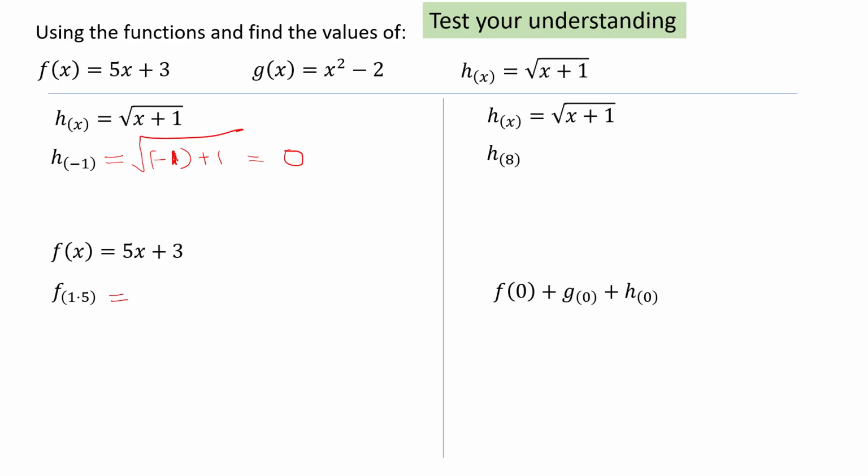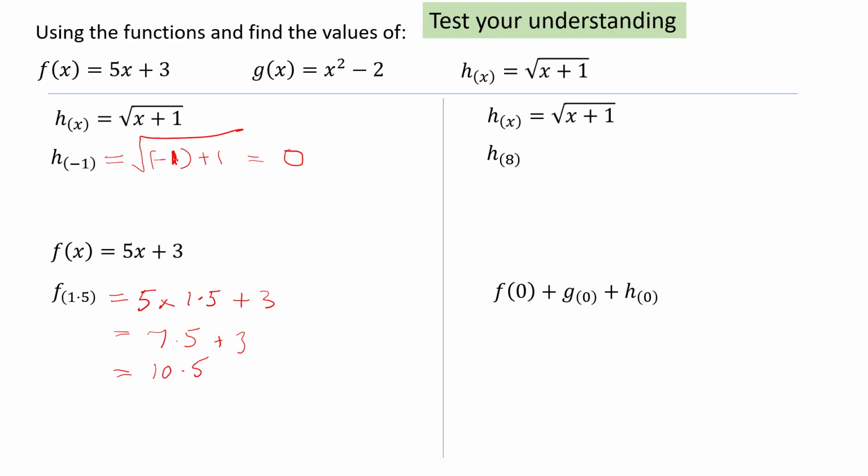Next one, f(x) equals 5x plus 3. Find the value of f(1.5). So 5 times 1.5, wherever x is, and plus 3. So 5 times 1.5, 7.5, plus 3, so it is 10.5.